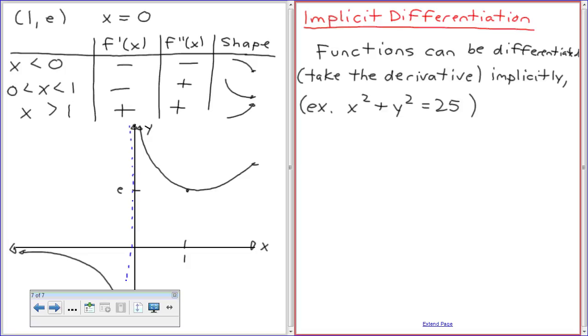Now there are lots of functions that are like this. I guess not functions. Why is this one not a function? This is a circle, right?